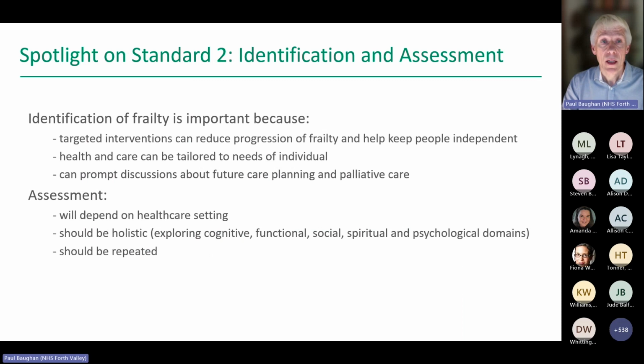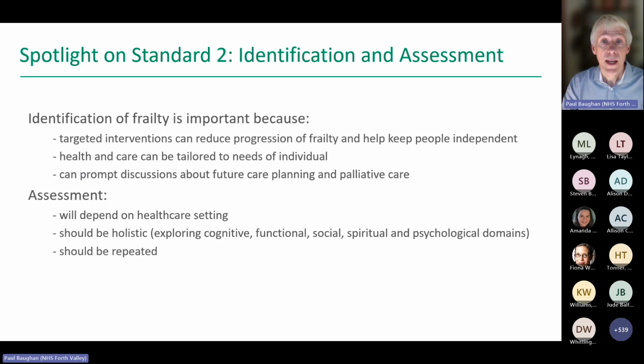We'll start with Standard 2, which is the identification and assessment of frailty. We know that somewhere between 40 and 50% of people aged over 65 are living with frailty in Scotland, and people with frailty have worse health outcomes. And so identifying these people is important. It's important because targeted interventions can reduce the progression of frailty and can help keep people independent. Health and care, including medicines, can be tailored to meet the needs of the individual, and it can allow important discussions about future care planning and palliative care.